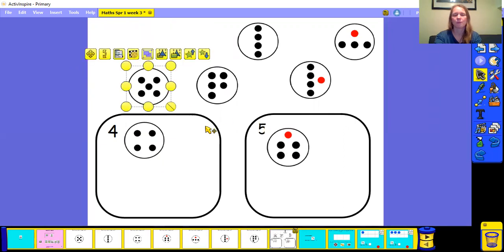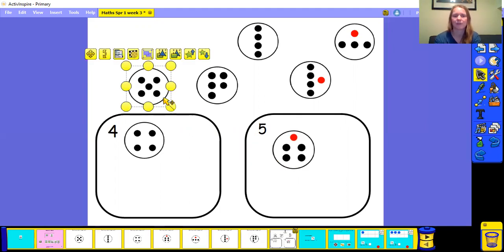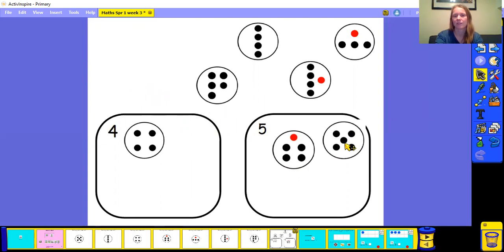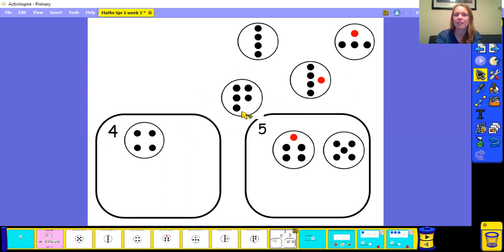What about this one? I can see that 4 pattern again. 1, 2, 3, 4. But then there's 1 more in the middle and that makes 5. What about this one? We said that this one looked like a Numicon shape, but I can see it another way too. It has that 4 pattern at the top and 1 more dot at the bottom. Altogether, that makes 5.